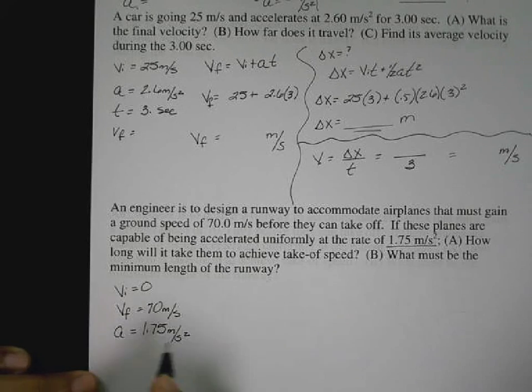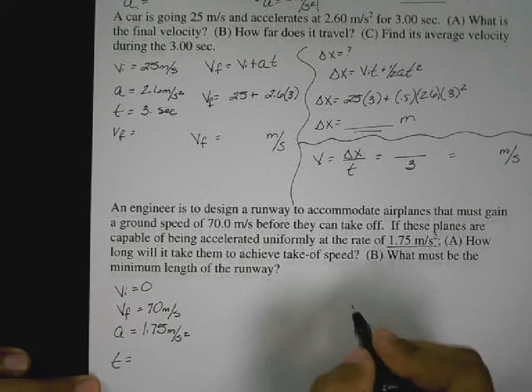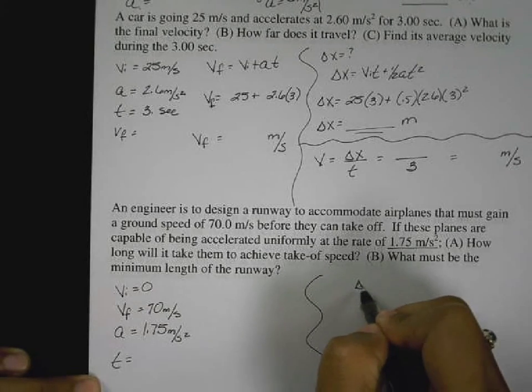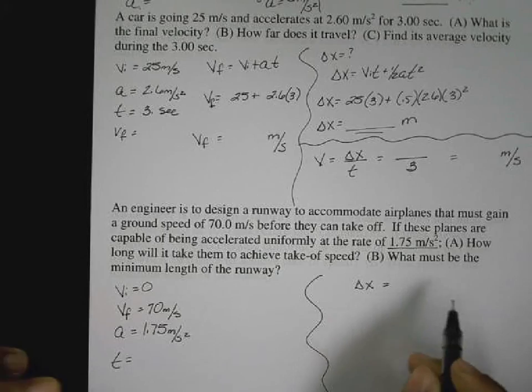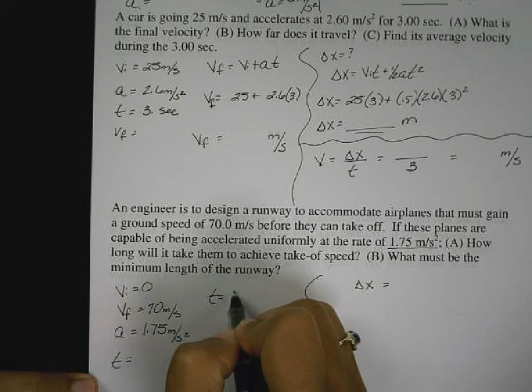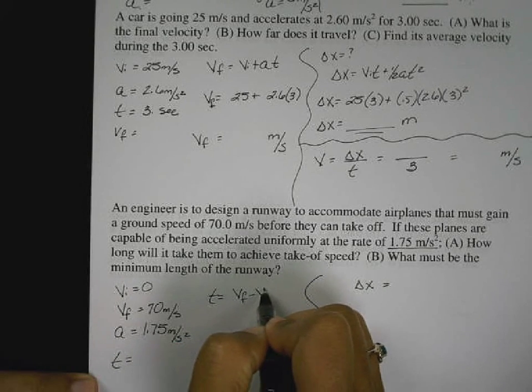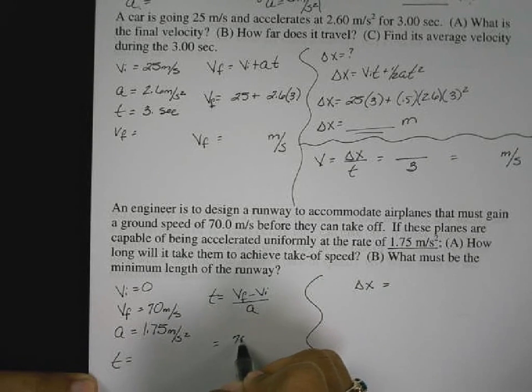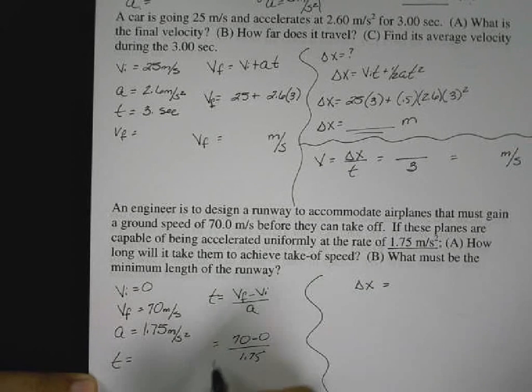The first one is how long does it take? What is the time? And the second part of the question, which I'll do over here, is how long must the runway be? What is the displacement? How much room does it have to travel? That's delta x. So T is equal to VF minus VI over A, which is 70 minus 0 over 1.75. That will give us our time in seconds.